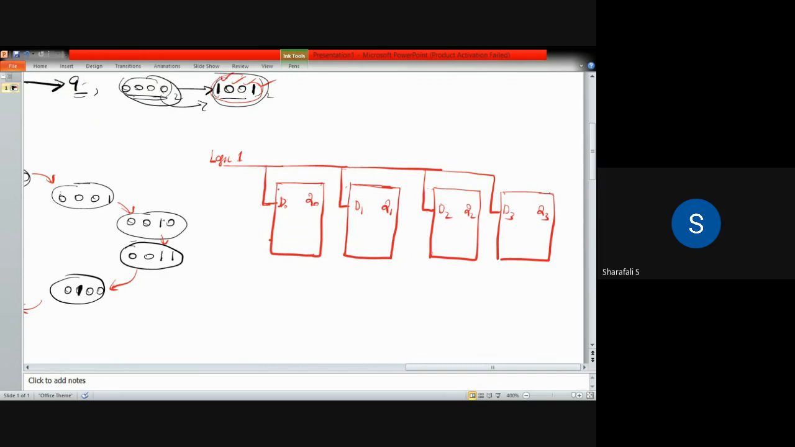Now you apply the clock pulse. Only for the first one, we have to apply the external clock pulse. I have to apply it like this, CLK. Clock pulse CLK. And then we have to connect this Q0 to the second one, Q1 to the third flip flop, Q2 to the fourth flip flop.